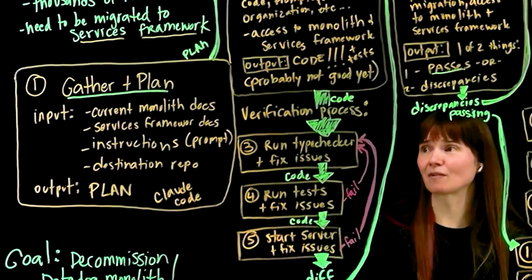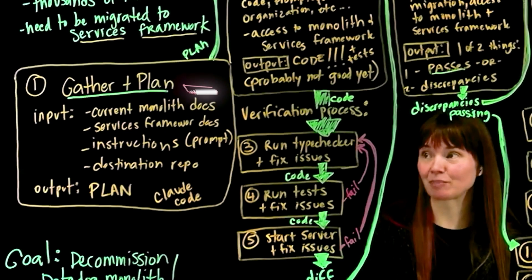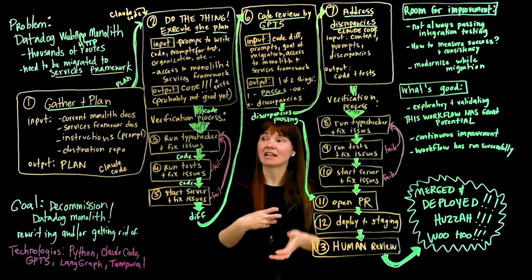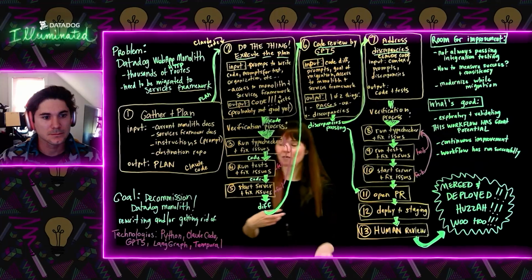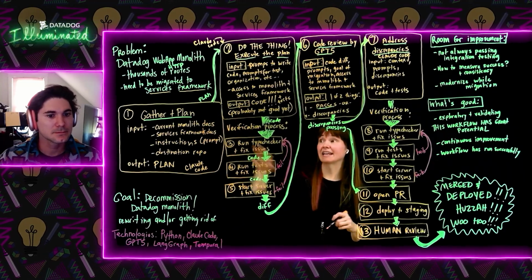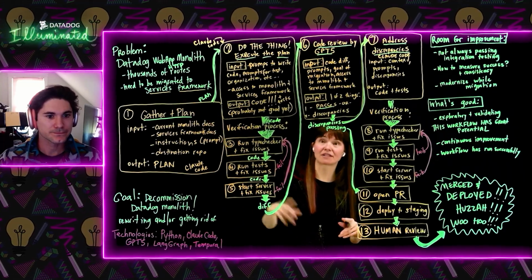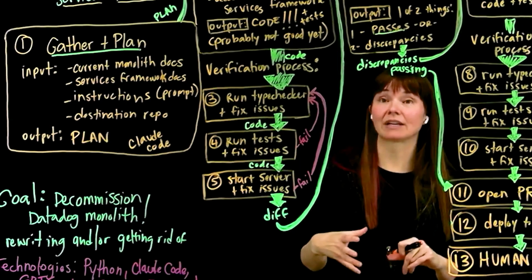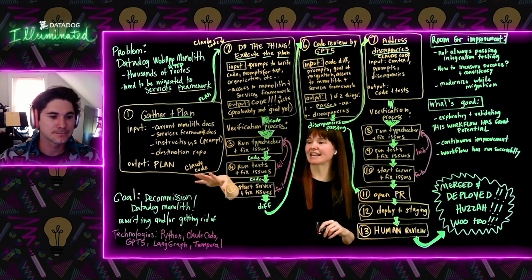The first step of the LLM workflow is the gather and plan step. For that one, we're taking documentation about the current monolith, documentation about the service framework, and the prompts, the instructions. There's a destination repo that already exists as part of the services framework. And we're using Claude Code here, and we're outputting a plan. And so that's the end of step one.